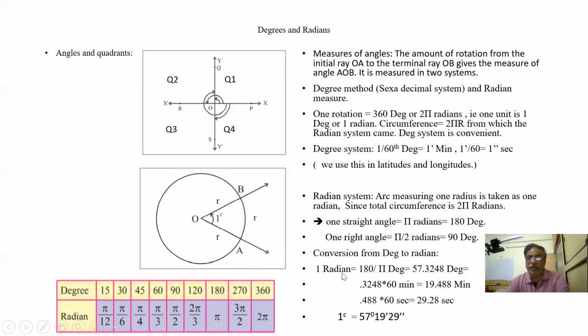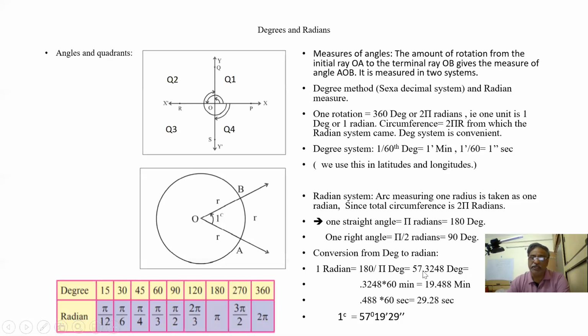Suppose 1 radian, I want to convert into a degree. 180 is the degree by pi radians. So that is around 57.34 degrees. Suppose 0.324 degrees I have to convert into minutes. 0.32 into 60, that is 19.58488 minutes. So this 0.488, if I multiply by 60, is 29.28 seconds. So this is what 1 radian becomes: 57 degree, 19 minute, 29 seconds.